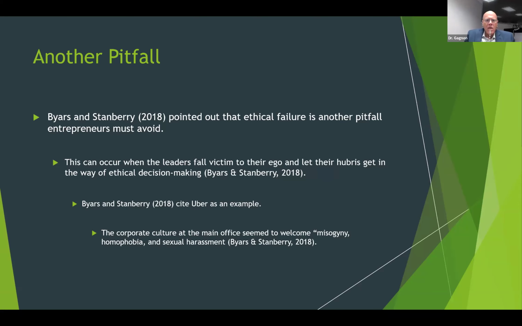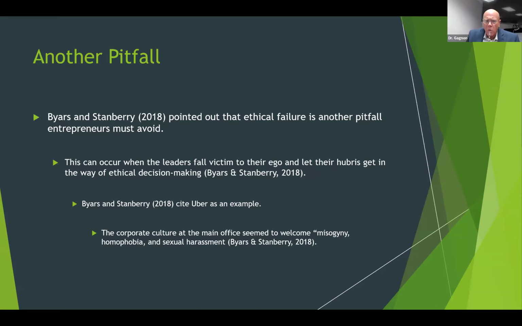Now Byers and Stanbury, they cite Uber as an example. And I hope you guys don't mind, I like to use you as actual examples, and I'm not picking on anyone. I hope you understand that. If you ever feel that way, please let me know, and I'll instantly stop.